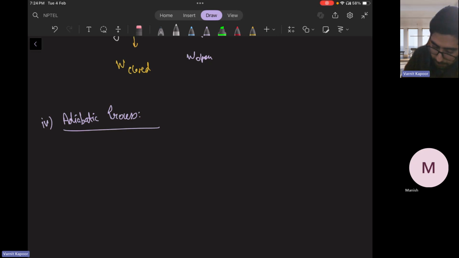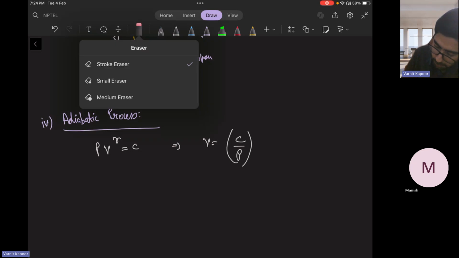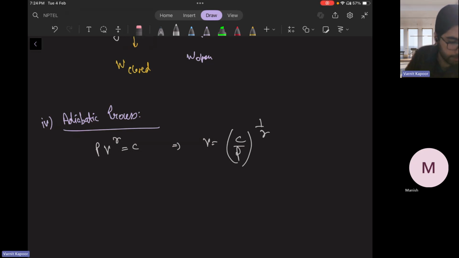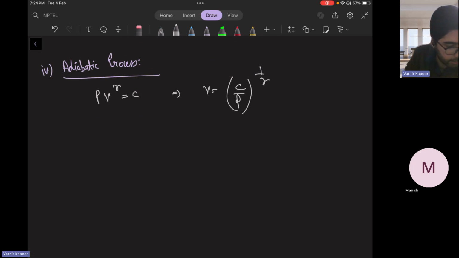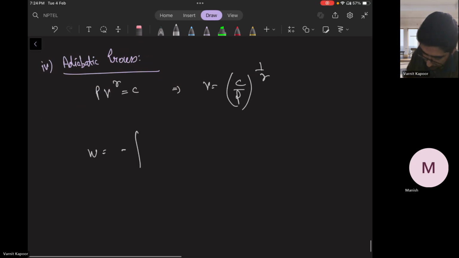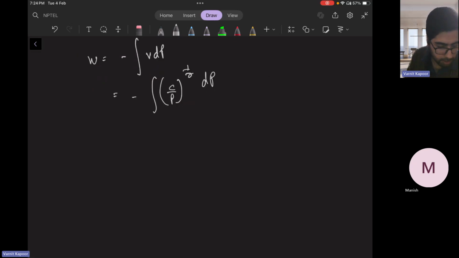Okay, so we know that PV raised to the power of gamma is constant for adiabatic process. So from here, you can say that your volume will be C by pressure to the power of 1 by gamma. So you can write work done as negative of VdP, put this V here, negative of C by P to the power of 1 by gamma dP. So C to the power of 1 by gamma is taken out, and dP over P to the power of 1 by gamma is left here.